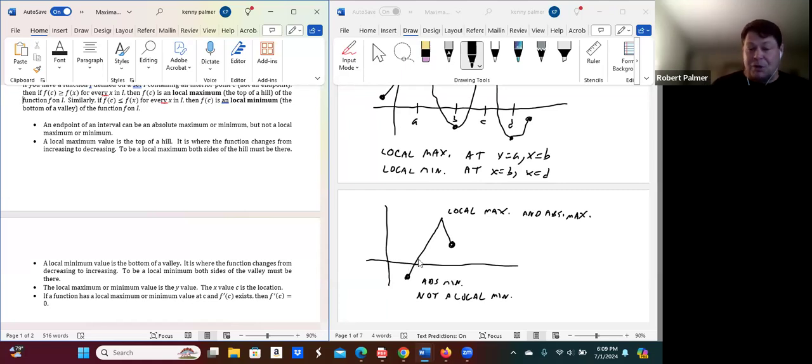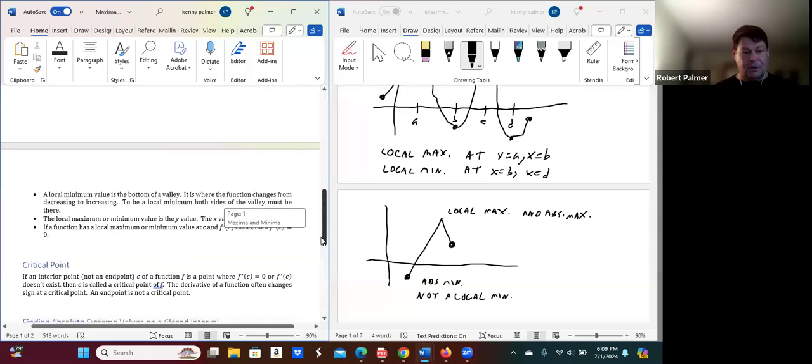Someone came up with this definition a long time ago, and that's kind of stuck, but that's essentially the way it's defined. So this is not a local minimum here. It is an absolute minimum. It's the lowest point in the graph, but it's not a local minimum. That's just based on the definition. Okay.